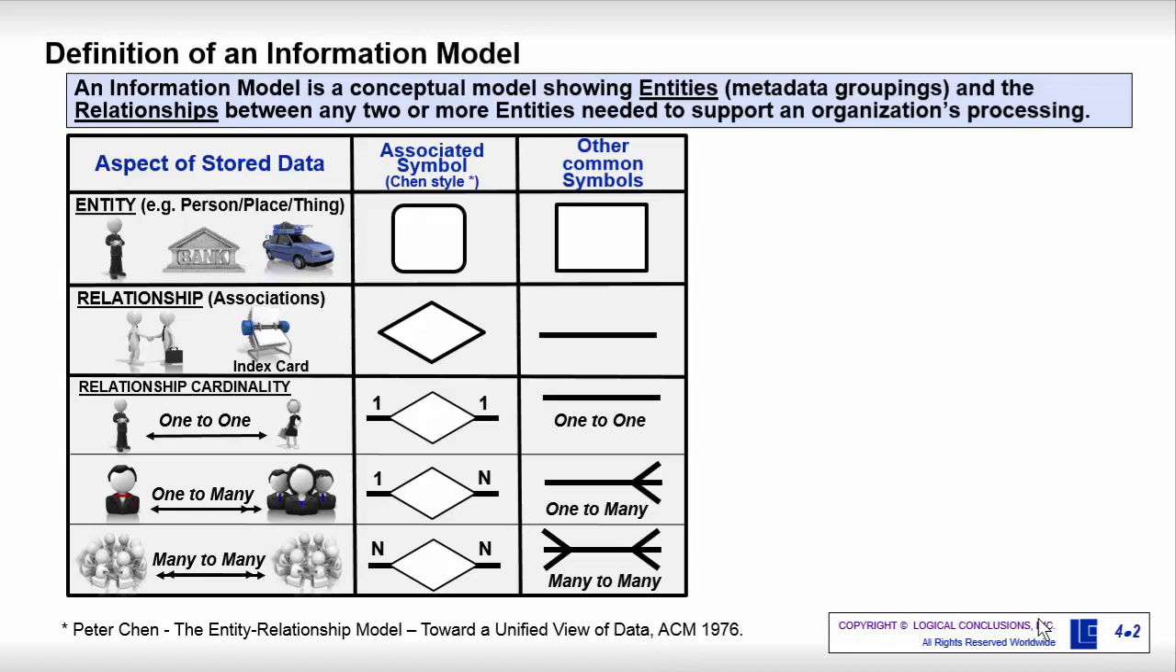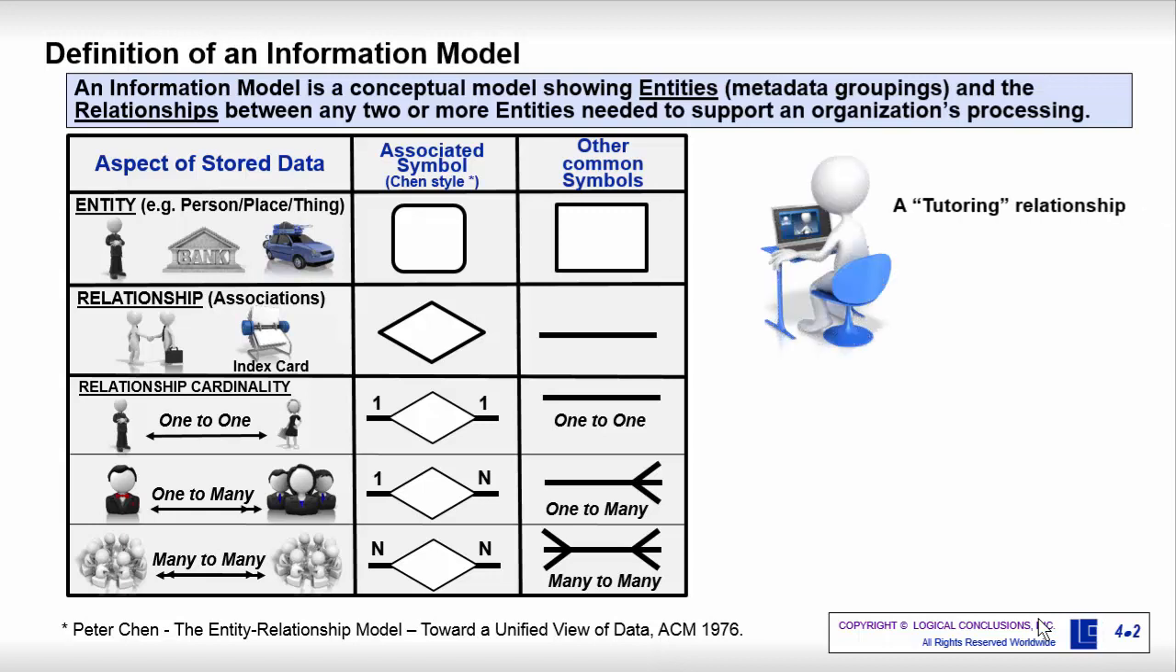Information models also show the cardinality of relationships, indicated by the number 1 and the letter N in the Chen-style diagram, and a line with or without what's known as crow's feet on the relationship line in the other symbol set I've shown. Cardinality is the occurrences of entities to other entities.